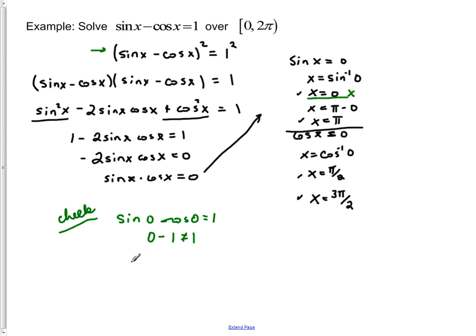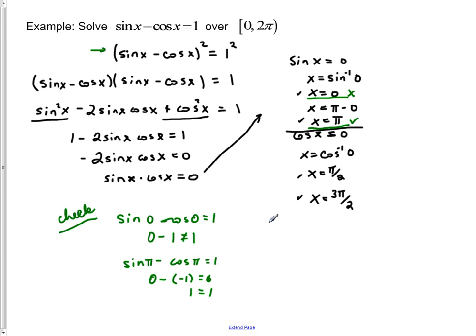What about our angle pi? Well, at x equals pi, if we take the sine of pi and we subtract from that the cosine of the angle pi, if it's correct, we should get 1. The sine of pi is 0. The cosine of pi is negative 1. And of course, 0 minus negative 1 is equal to 1, and so that works. And so x equals pi is a solution. That's good to go.